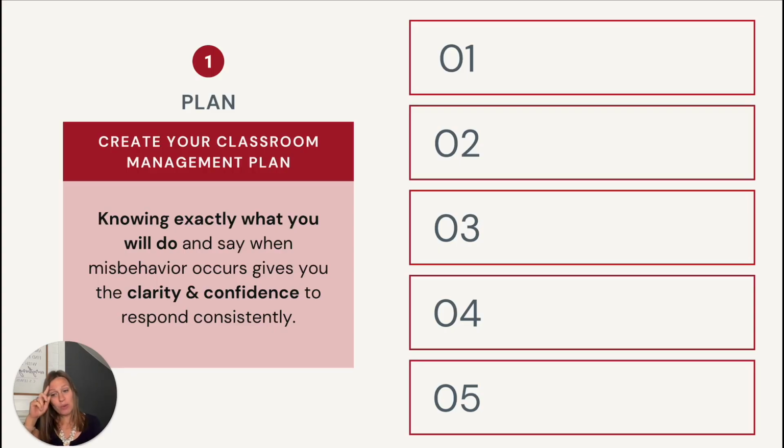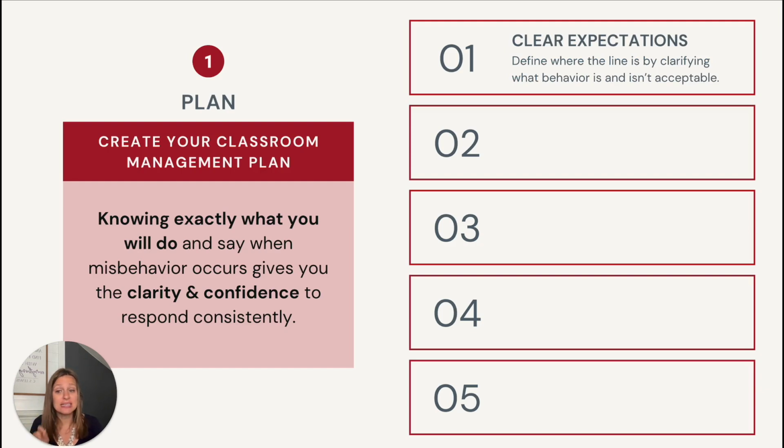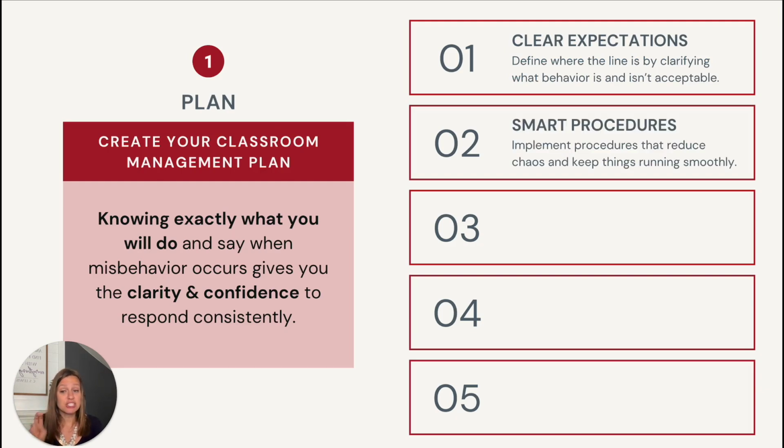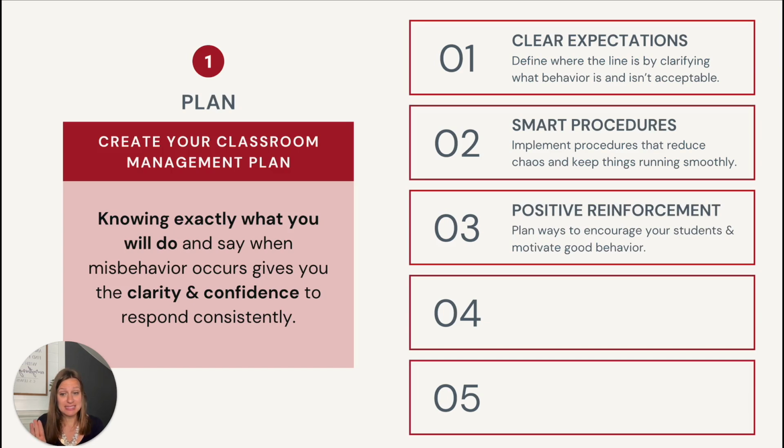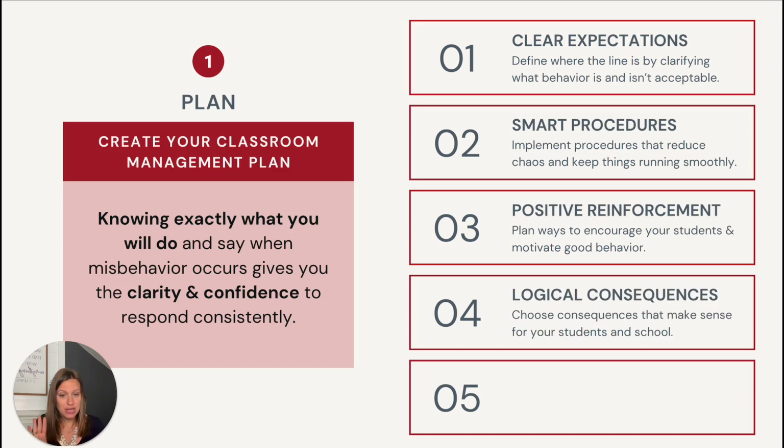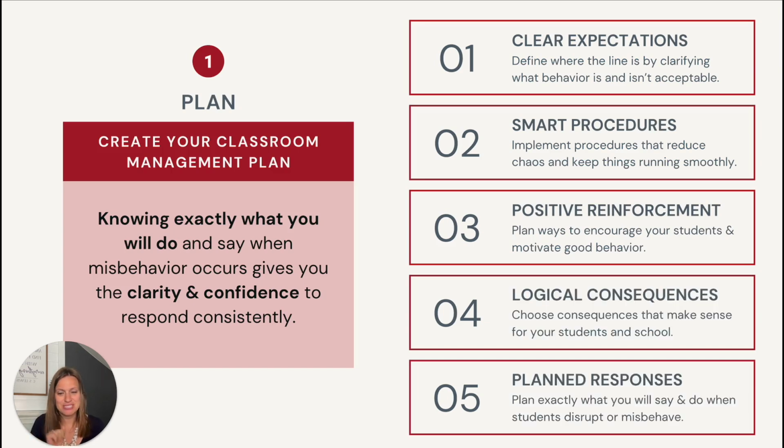So let's talk about what exactly is in a classroom management plan that I keep referencing. There are 5 parts. First is clear expectations, SMART procedures, positive reinforcement, logical consequences, and planned responses. Let me go into these one at a time.